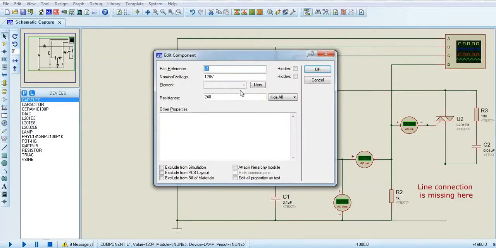We have the load here as one of the lights. It's a 60 watt lamp that works at a nominal voltage of 120. The internal resistance of the load is 240.